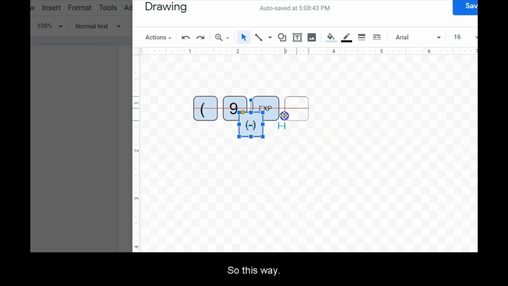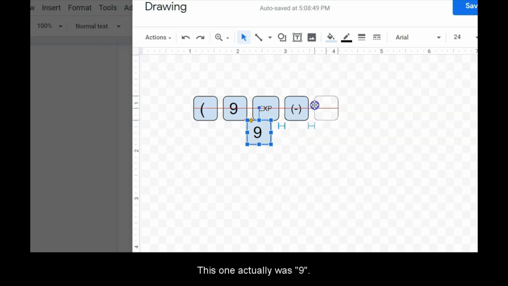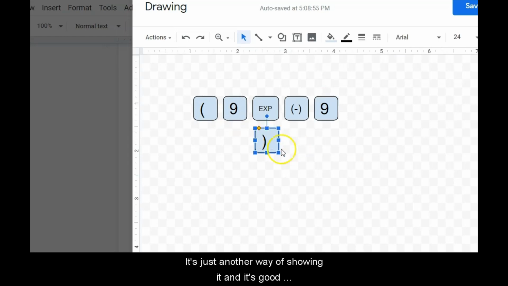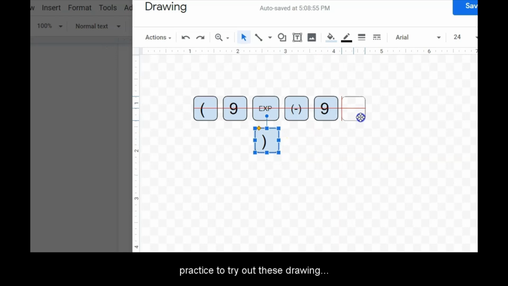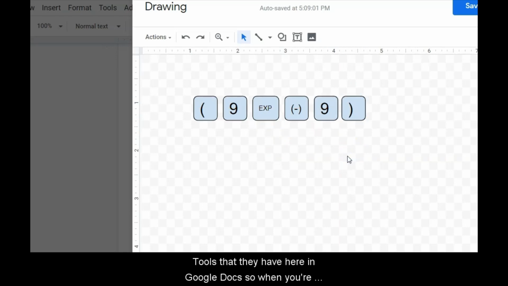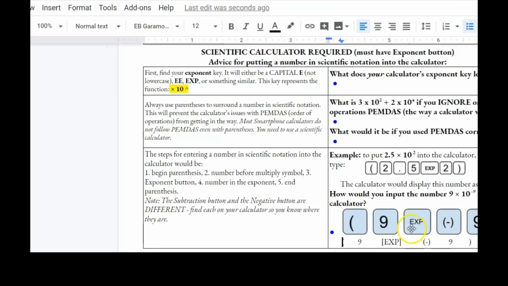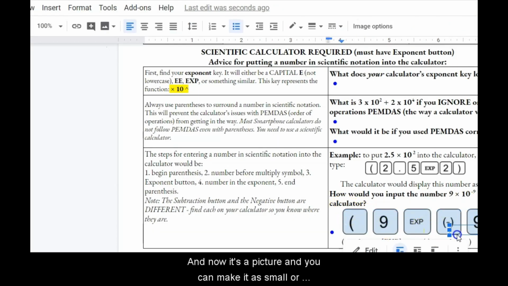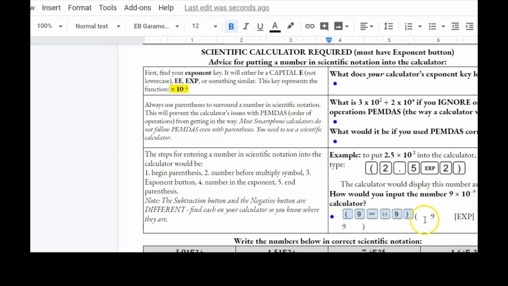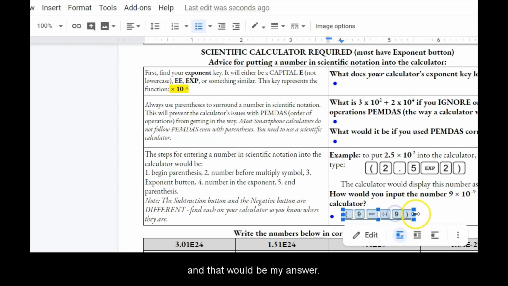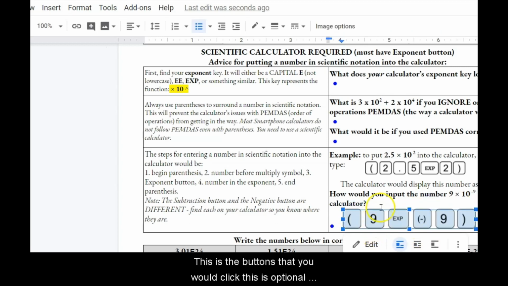And so this way, I can type this in. This one actually was 9. There. It's just another way of showing it, and it's good practice to try out these drawing tools that they have here in Google Docs. When you're done, you click Save and Close, and now it's a picture, and you can make it as small or as big as you'd like. So I'm going to go ahead and leave that one there like that, and that would be my answer. These are the buttons that you would click.